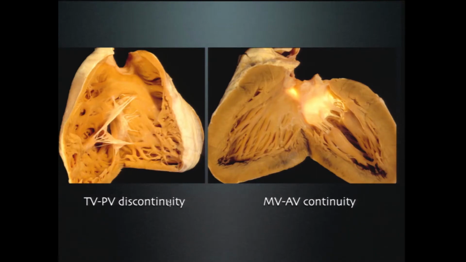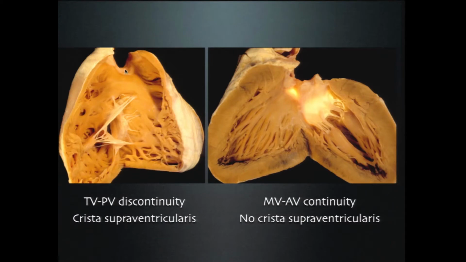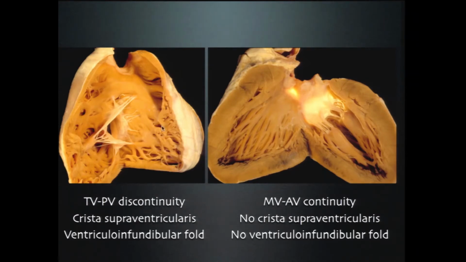The reason why there is discontinuity and continuity is the fact that there is a crista supraventricularis in the right ventricle. There is no crista supraventricularis in the left ventricle. More precisely, there is no VIF here. There is a ventricular infundibular fold. There isn't a ventricular infundibular fold.